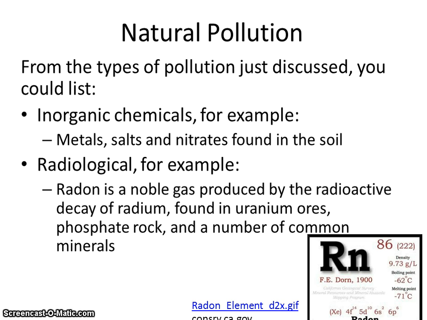Natural pollution. From the types of pollution just discussed, you could list inorganic chemicals, for example, metals, salts, and nitrates found in the soil. Radiological, for example. Radon is a noble gas produced by the radioactive decay of radium found in uranium ores, phosphate rock, and a number of common minerals.